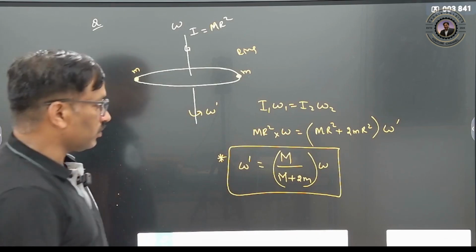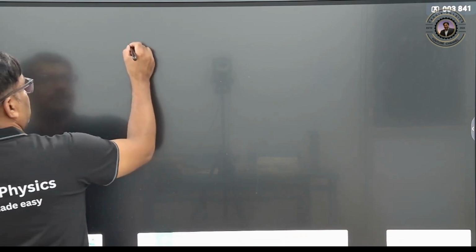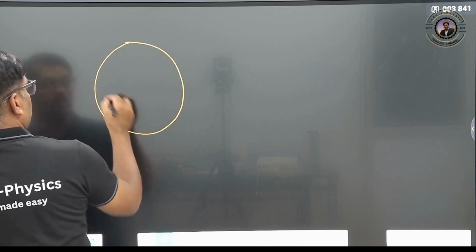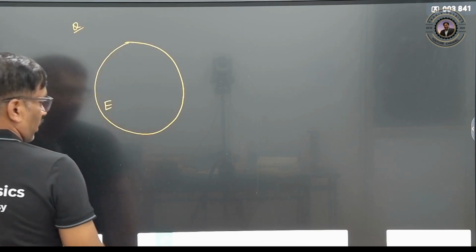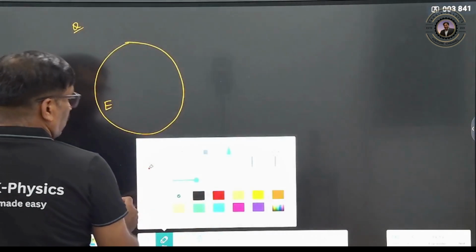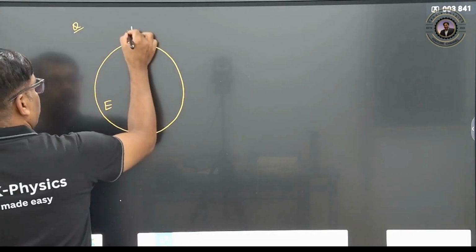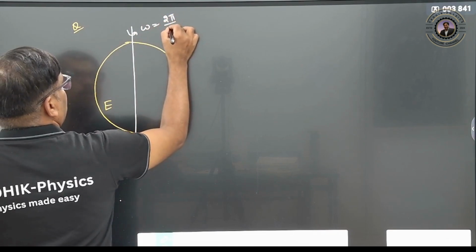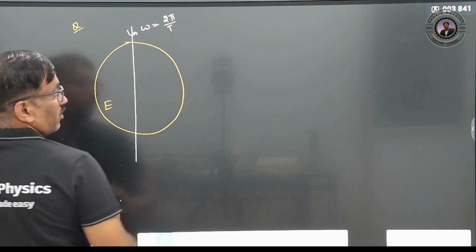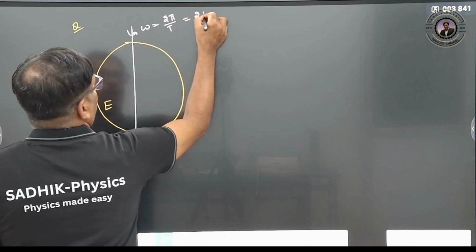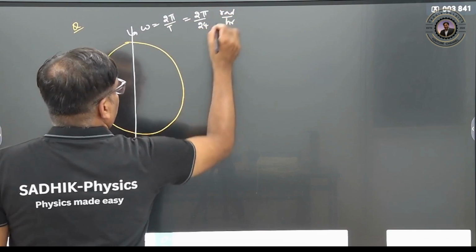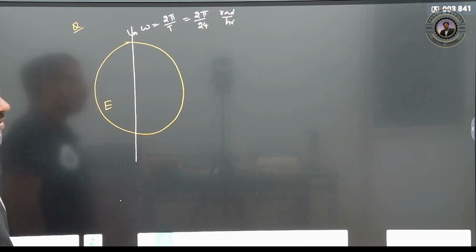Clear? Now one more question. Suppose our earth is there. This is our earth, and it is rotating with an angular velocity. What is the angular velocity? It is 2 pi by time period, which is 24 hours. So that is 2 pi by 24 hours, radian per hour. Clear? Now this is rotating.